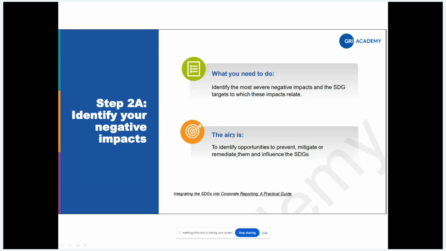How to identify your negative impact? That is to identify the most severe negative impacts and the SDGs target to which these impacts relate. This is what you need to do. The aim is to identify opportunities to prevent, mitigate, or remediate them and influence the SDGs.